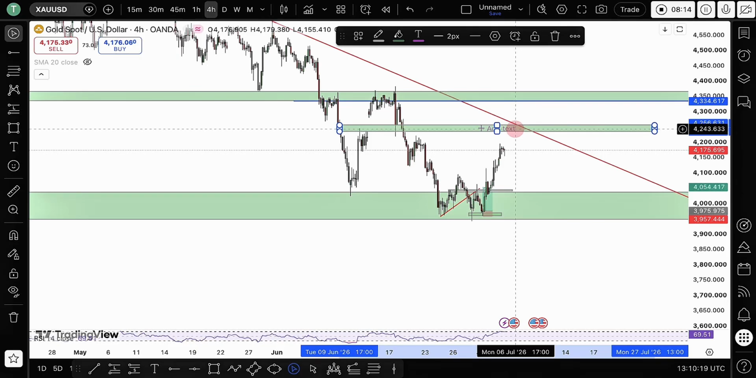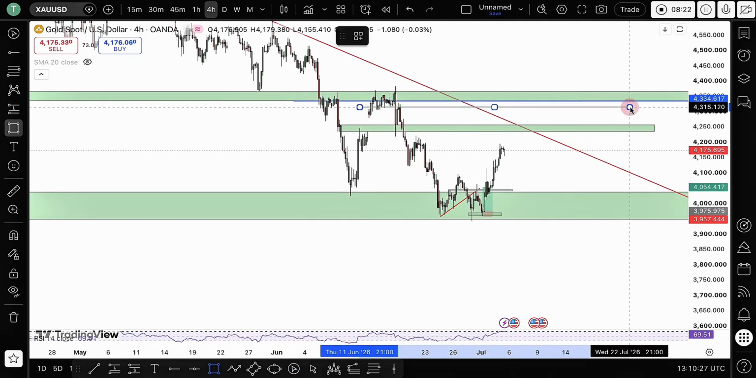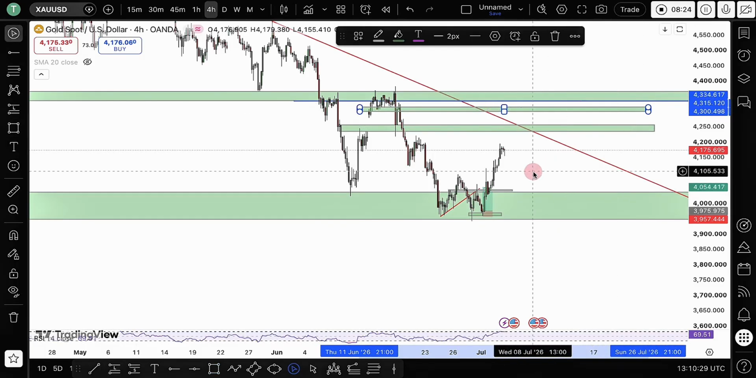But I'm looking at how the market reacts when it gets to all these places, because you have to also understand I'm currently on the trade and I'm managing it. You have to understand all the possible places that could obstruct price from going further in your direction.